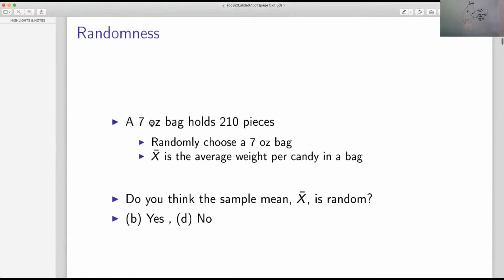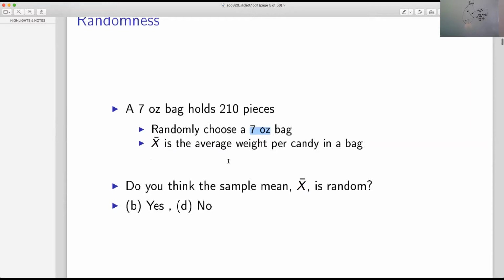So let's say a 7 ounce bag holds 210 pieces. So we randomly choose several bags. This kind of thing actually happens in the factory. They said 7 ounce is the proper amount that should be in the chocolate, and they randomly choose and run some experiments because they cannot inspect all the chocolates in the factory. So they select 100 or even 1,000 or some number to get inferences. So from chapter 7, we're going to talk about inferences, and this is the starting point.